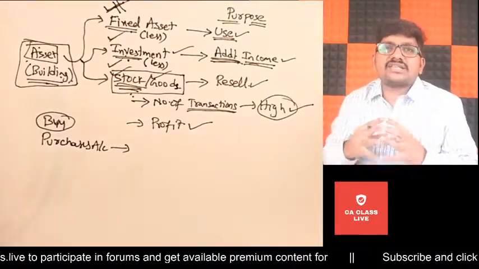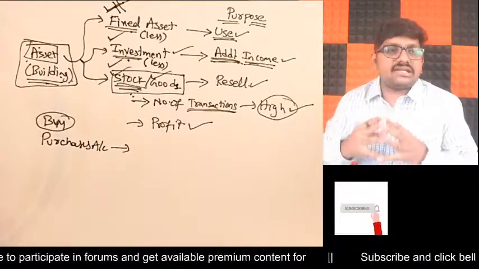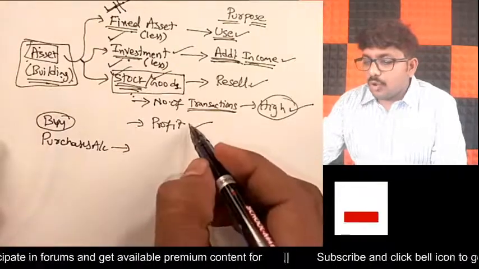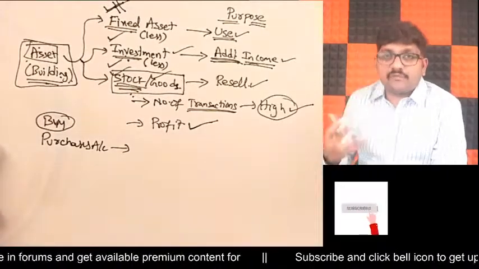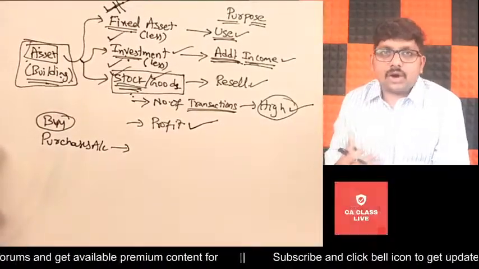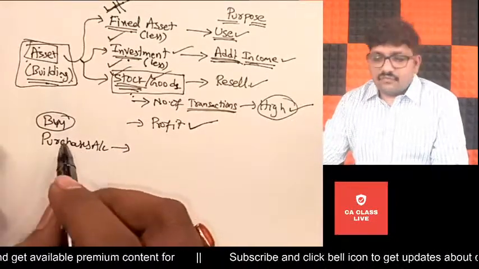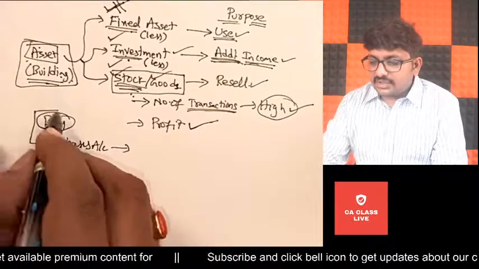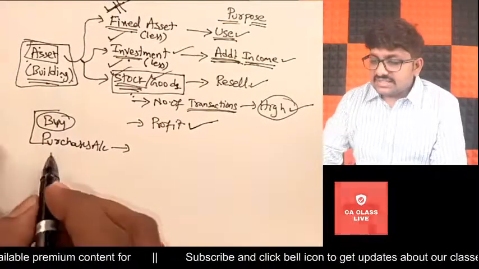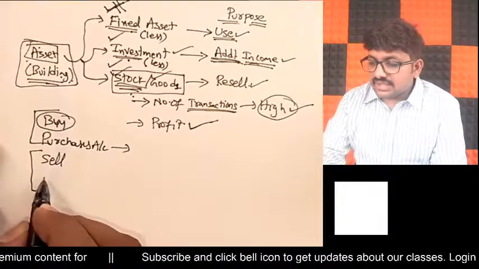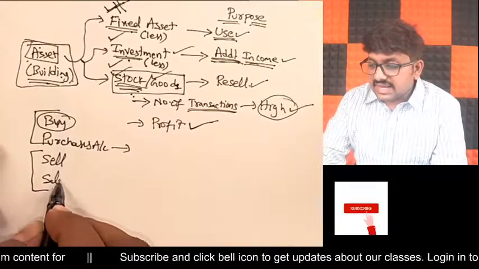Almost on a daily basis, we keep on buying stock and we keep on selling stock. Correct? And for this purpose, we have to treat it carefully. Moreover, business profit lies inside the stock, the way we deal with the stock. So whenever I buy, I will take it to the purchase account. Similarly, whenever I sell the stock, I will take it to a separate account called sales account.